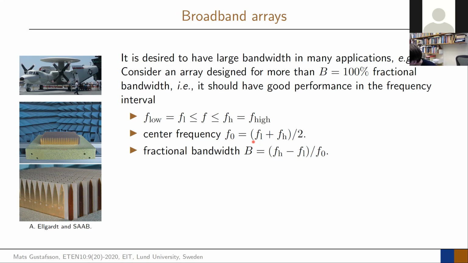So let's look at one case here, where you would like to design an array with more than 100% fractional bandwidth. And the fractional bandwidth that you know is the relative quotient between the higher frequency minus the lower frequency, so the bandwidth divided by the center frequency. And now it can sound like 100% bandwidth would be infinite bandwidth, but that's actually 200% bandwidth. So the bandwidth of 100% is not everything. It can go to 200% in the case of bandwidth.